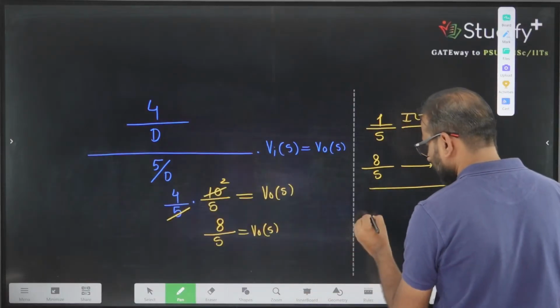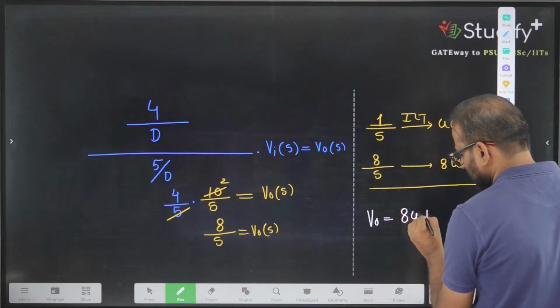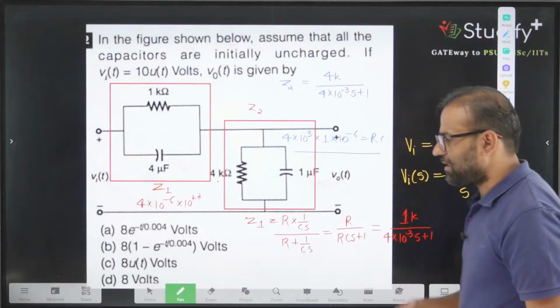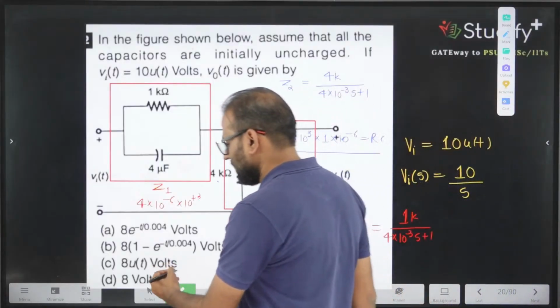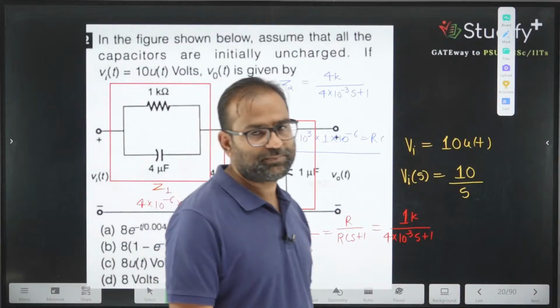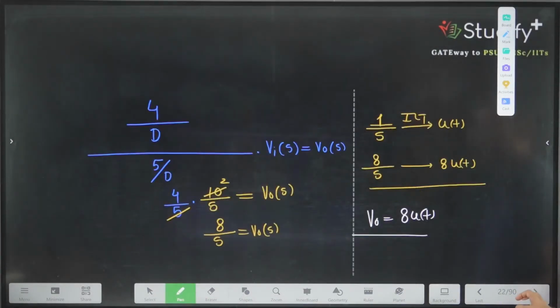Here we are having V output equal to what? 8 times of ut. So you can go to the question and answer it. 8 times of ut is the correct answer for the given question. I hope this is clear. Let's go to the next question.